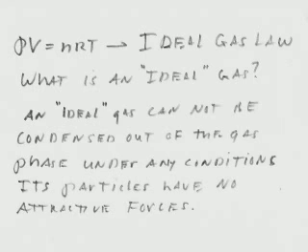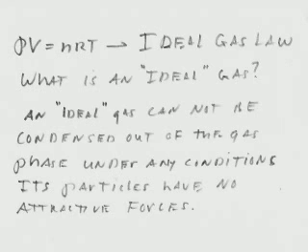PV equals nRT is what is known as the ideal gas law. Well, what makes something an ideal gas? Well, an ideal gas cannot be condensed out of the gas phase under any conditions. Its particles have no attractive forces for each other and therefore have no reason to condense out of the gas phase. The problem is, no real gases qualify as ideal gases.